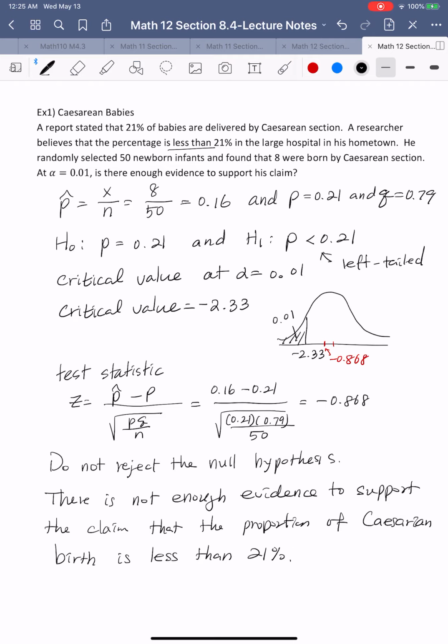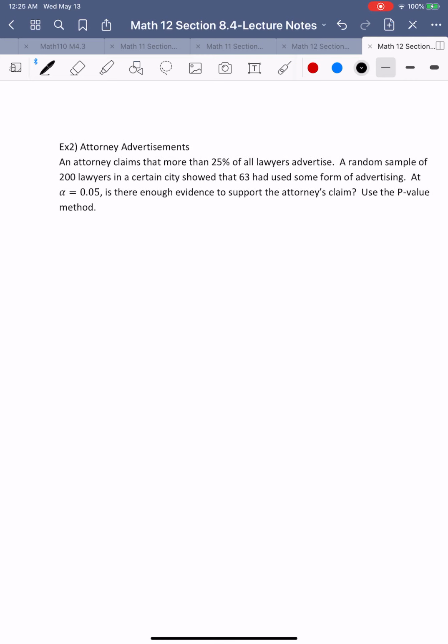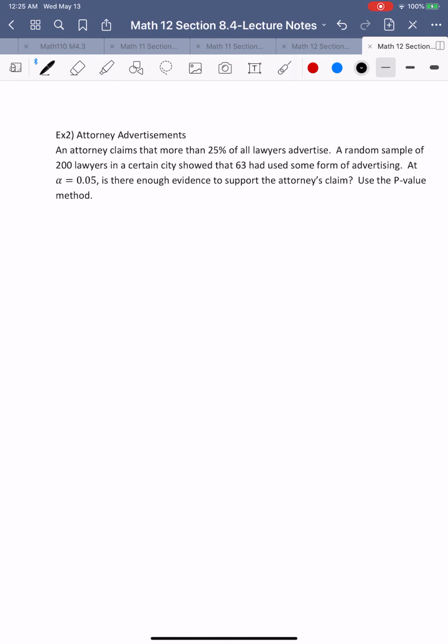Alrighty, let's do the next problem. This time I'm going to use the p-value method. The attorney advertisements.